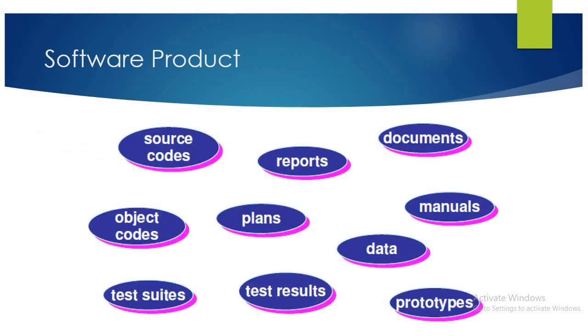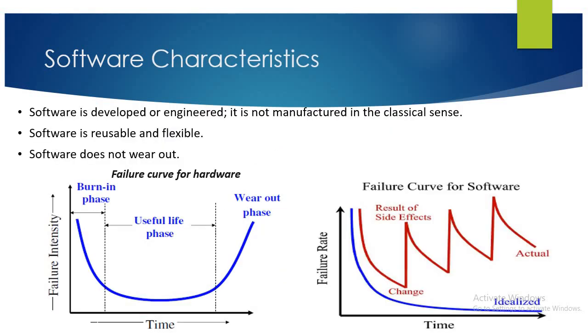And software products include software code, object code and test suites, and after that reports, plans, test results, documentation, manuals, data and prototypes. So these are the different types of software products. And software characteristics. Software is normally engineered or developed, but it is not manufactured in the classical sense.